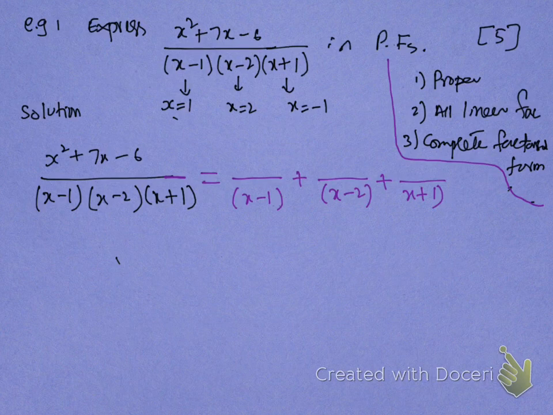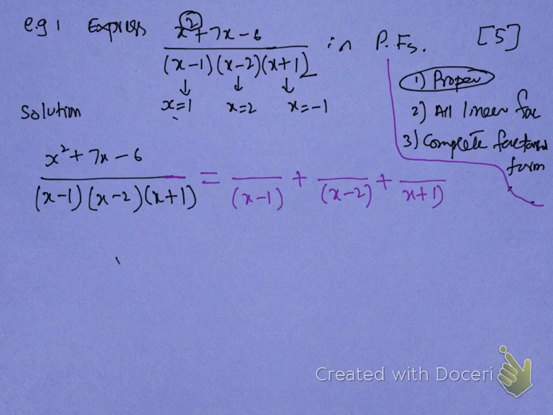Problems. Question number 1. Express (x² + 7x − 6) over (x − 1)(x − 2)(x + 1) in partial fractions. Solution. Before starting the question, first we need to observe 3 things. Number 1, the type of fraction. In this case, the fraction is proper because the highest power of the variable in the denominator is 3, whereas the highest power in the numerator is 2. Therefore, the fraction is proper.